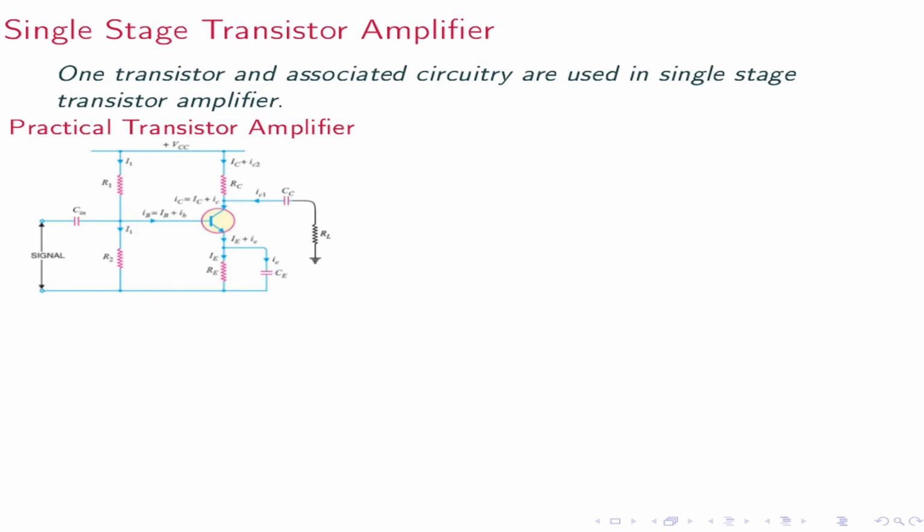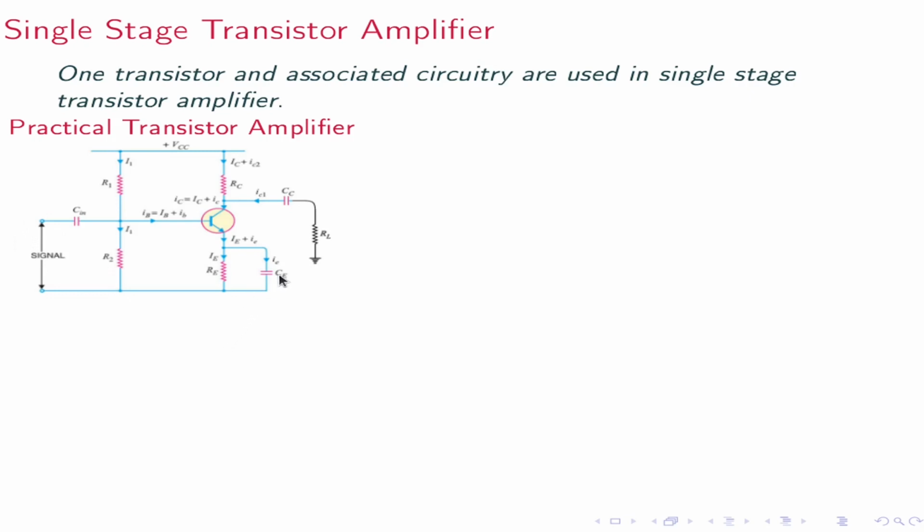If it is not used, the signal source resistance will come across R2 and thus change the bias. The capacitor Cin allows only the AC signal to flow but isolates the signal source from R2.